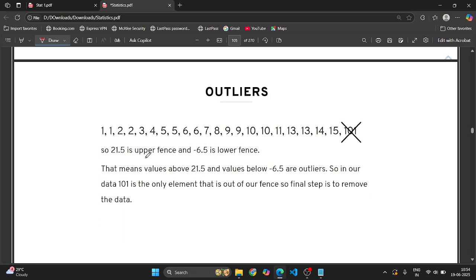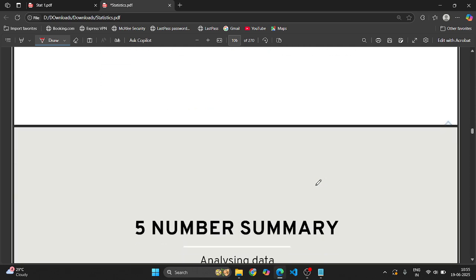So 21.5 is the upper fence and minus 6.5 is the lower fence. That means values above 21.5 and values below minus 6.5 are outliers. So in our data, 101 is the only element that is out of our fence. So the final step is to remove that data.